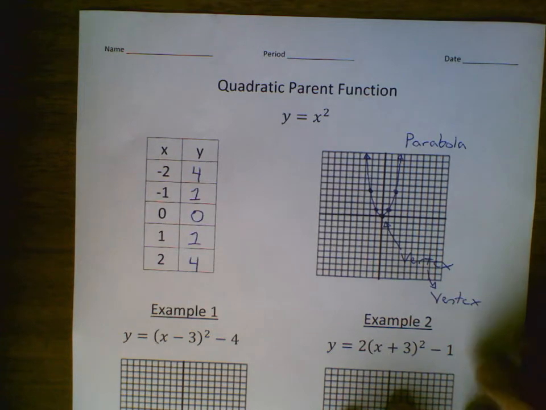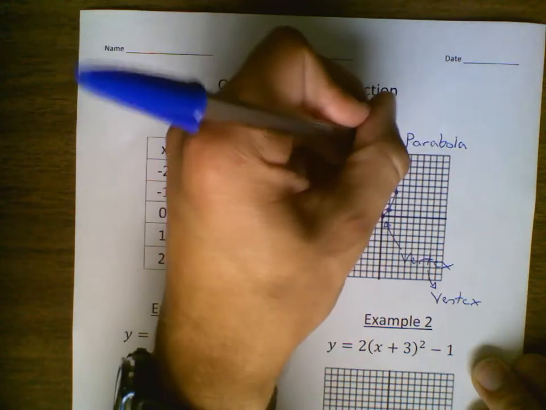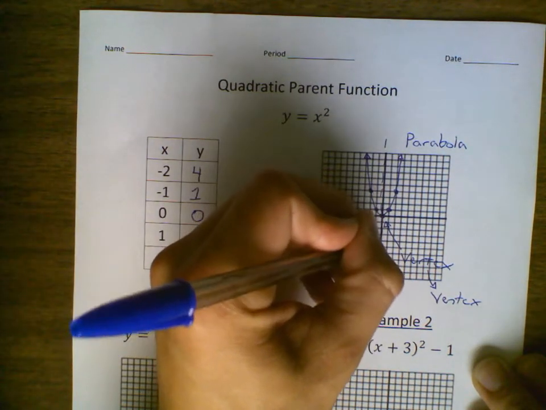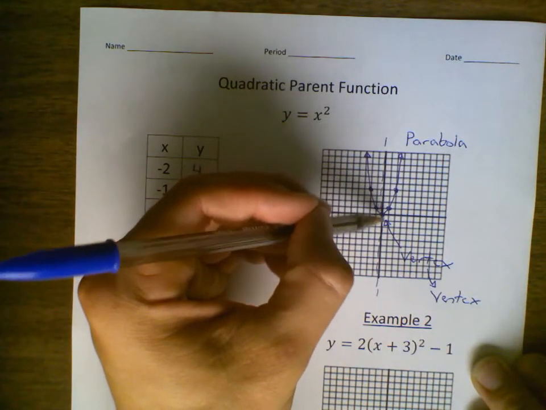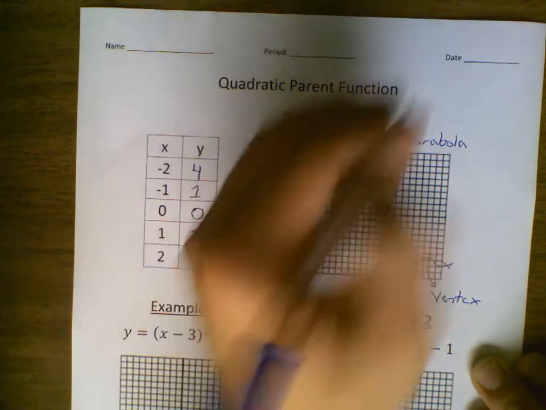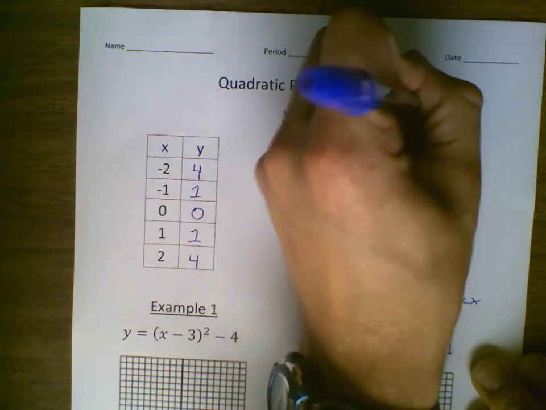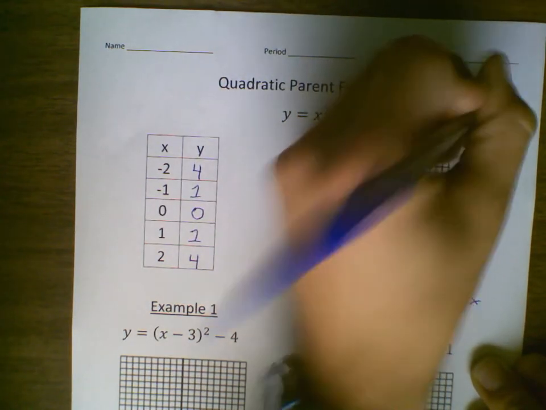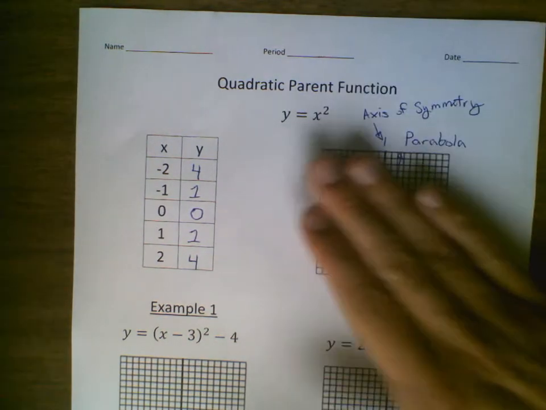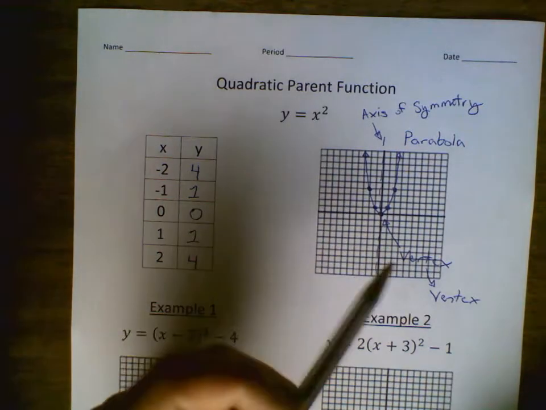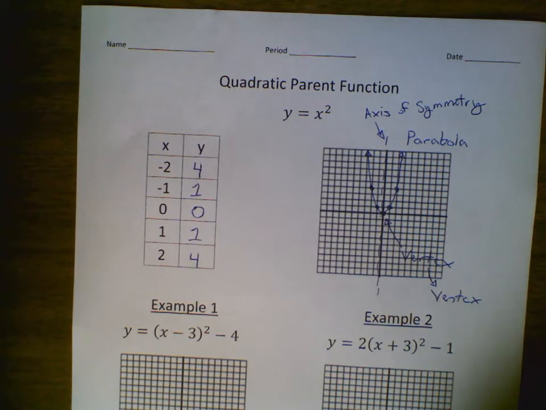You'll notice that the U is symmetrical. If I were to cut this in half, it mirrors itself. So this line that I've drawn in a dash that goes down the middle, we call that line the axis of symmetry. The axis of symmetry is the line in which the graph is symmetrical. It mirrors over that line. And the vertex is just this point at the bottom of the parabola, sort of the middle of it.